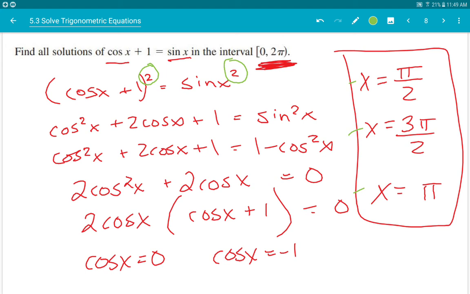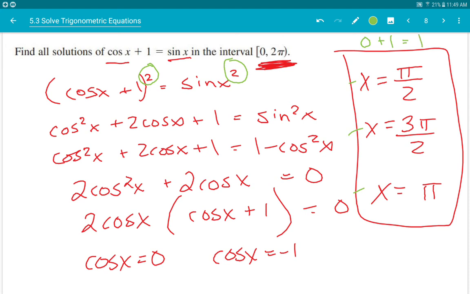So let's take a look here. If I plug in pi over 2 into the equation, I get cosine of pi over 2. The cosine of pi over 2 is 0. So I'm going to do the work up here: 0 plus 1 is equal to the sine of pi over 2. What's the sine of pi over 2?